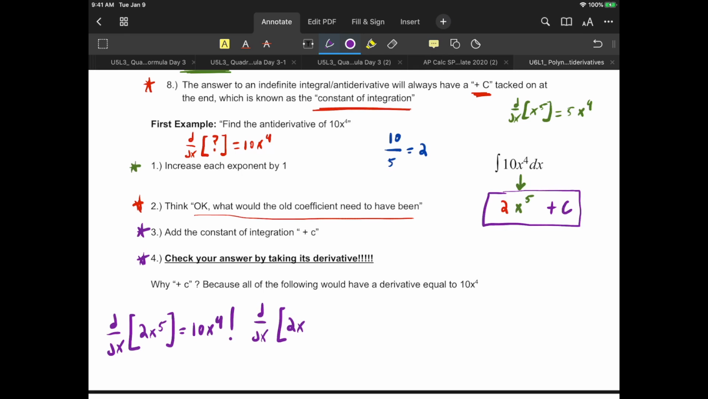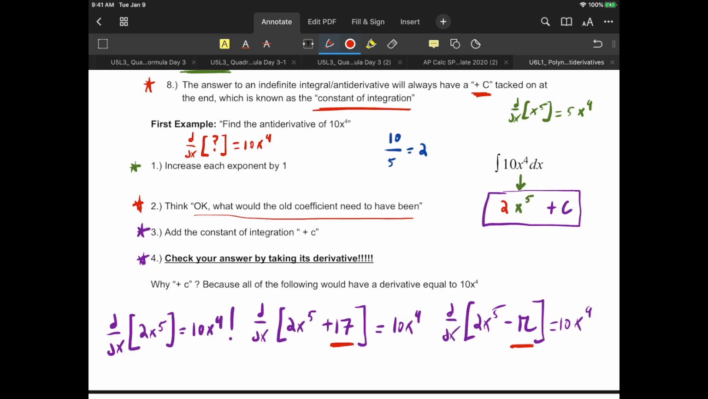What would the derivative be of 2x to the fifth plus 17? Also 10x to the fourth. What would the derivative be of 2x to the fifth minus pi? Also 10x to the fourth. Because if you take the derivative of a constant, a number without a variable, it's 0, right? The slope of the line y equals 17 is 0. You don't know what plus or minus whatever number might be after that integral. So you always add a plus c to say, okay, it's 2x to the fifth, and then you could throw whatever number you want after it, and the derivative will still be 10x to the fourth. So you always throw that plus c on there.